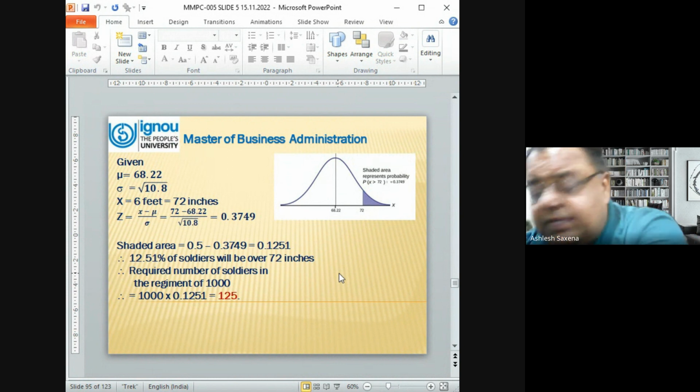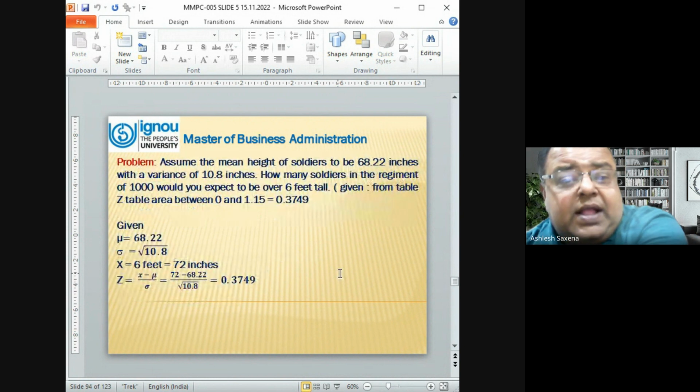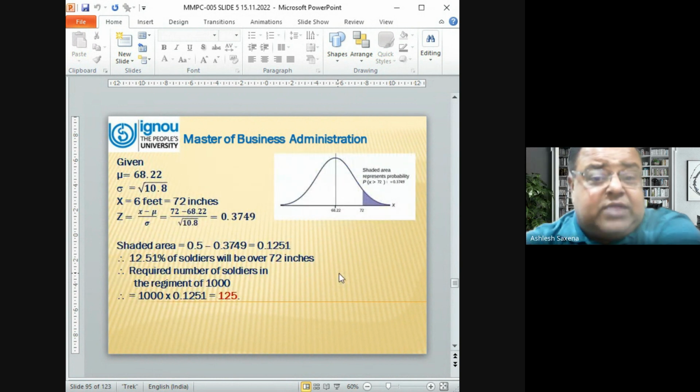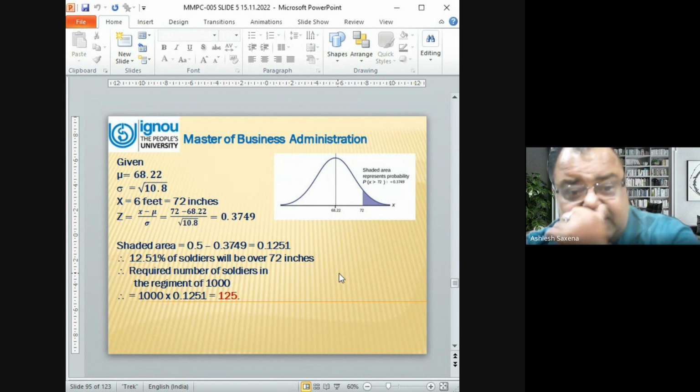What was the problem? The problem was how many soldiers in a regiment of 1,000 would be expected to be over 6 feet tall. Over 6 feet means you will be taking the area on the right, which has been marked in color. That means 0.5 minus the probability given to you, the value of z from the table, which is 0.3749. After subtracting, you get 0.1251, which is 12% of the soldiers who will be over 72 inches.